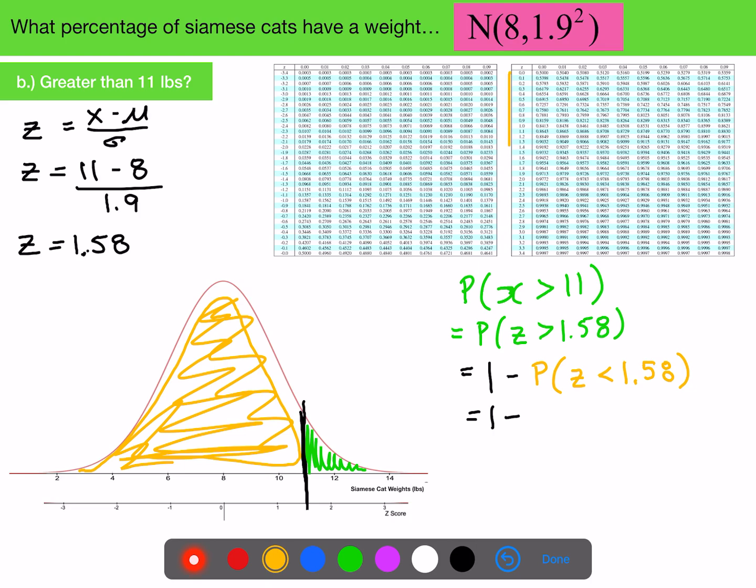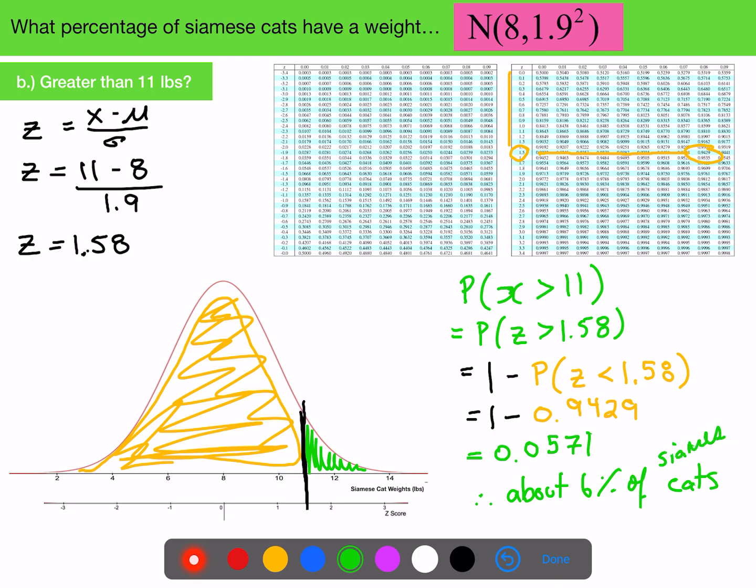And then when we look that up in the chart, so 1.58, again, we're going down the positive side. Here's 1.5. And then to get to 8, we're going all the way over, second last one, because the last one is 9. And so that ends up being 0.9429. And then when I do that subtraction, it is going to give me the green area, 0.0571. So our conclusion can be, therefore, about 6% of cats, of Siamese cats, weigh more than 11 pounds.